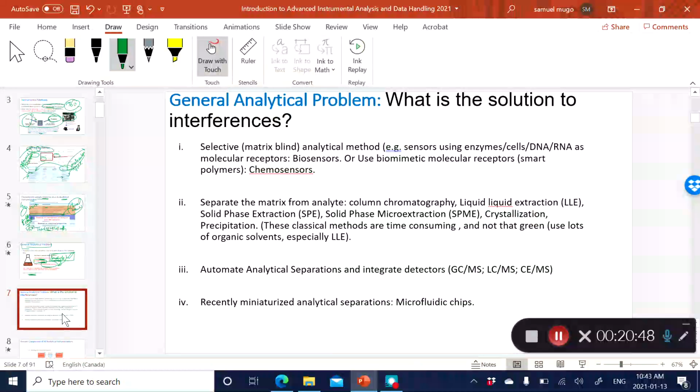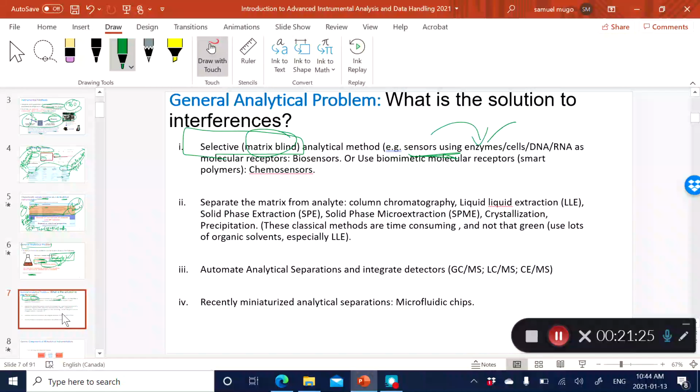You can develop an analytical method that is selective to the analyte of interest, meaning it's completely blind to the matrices. That's what people often refer to as sensors. There are so many different types of sensors, where the sensor is very specific to the analyte of interest and totally blind to the other interfering species that are present. So often you have to look for a molecular receptor that is very, very specific to the analyte of interest.